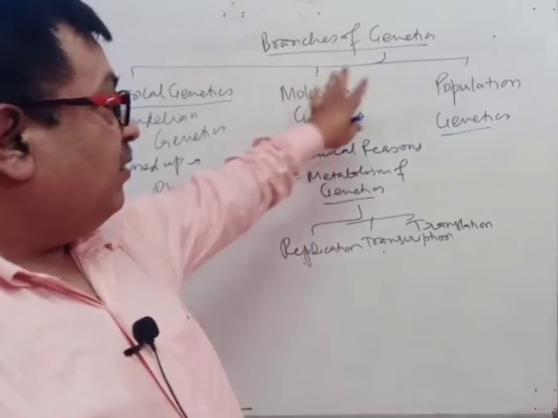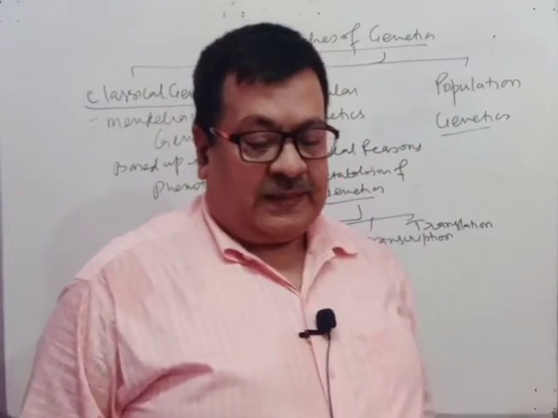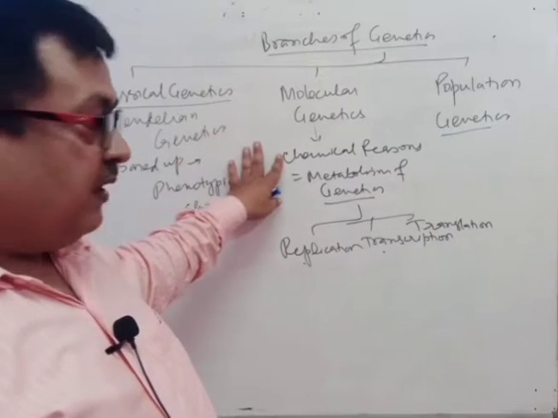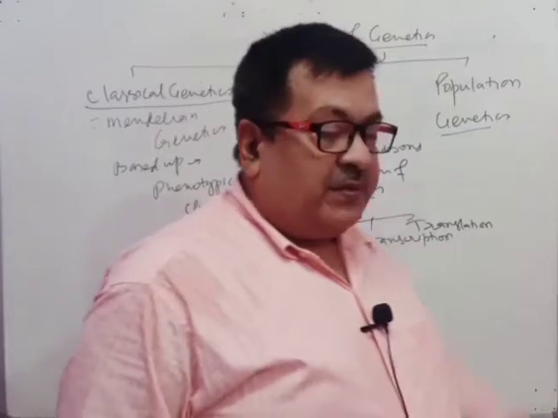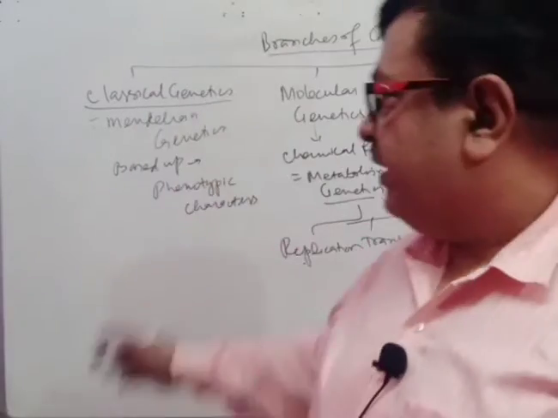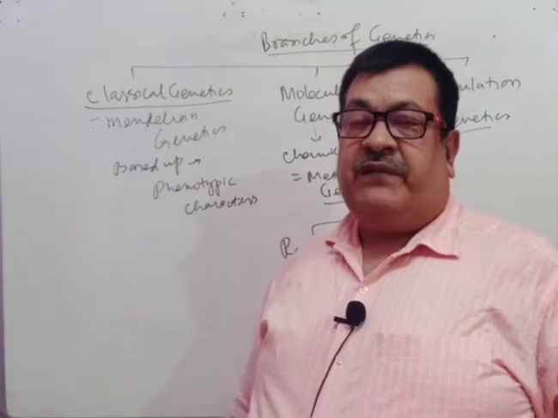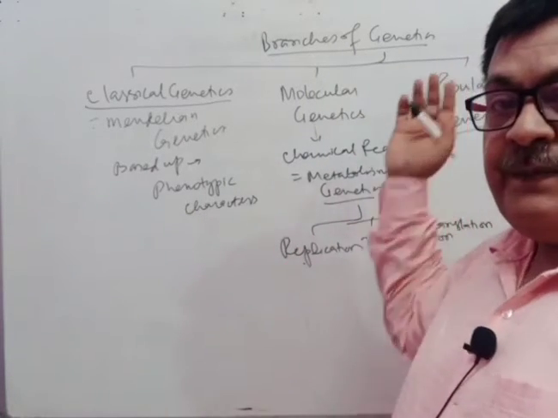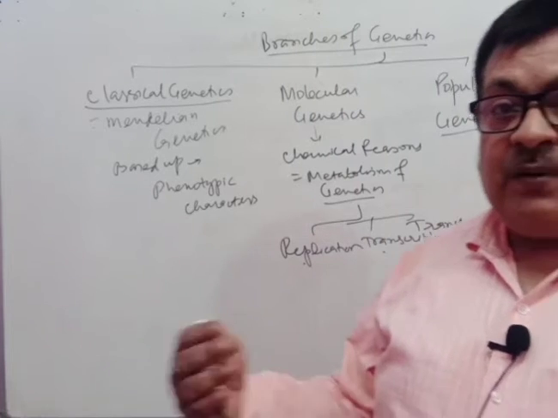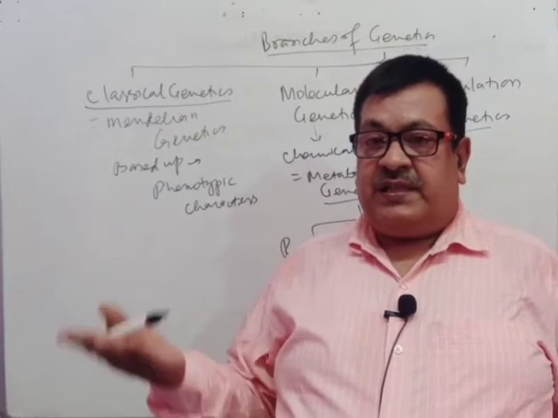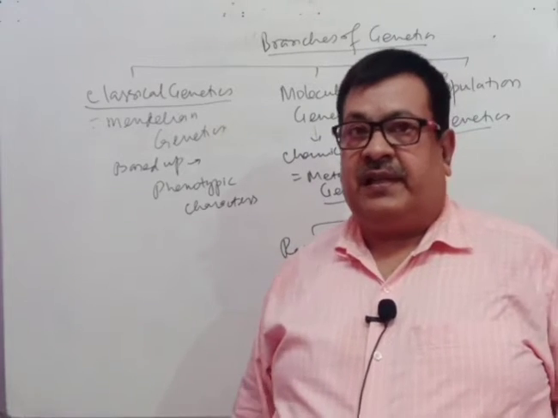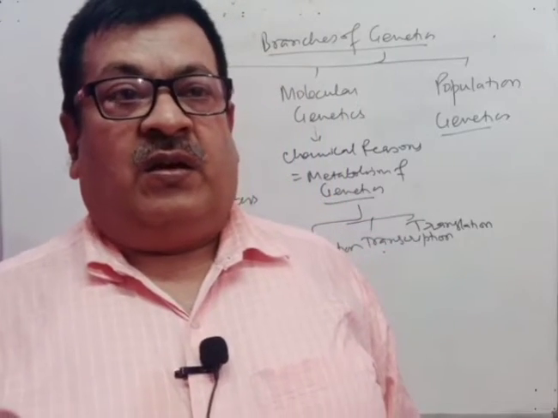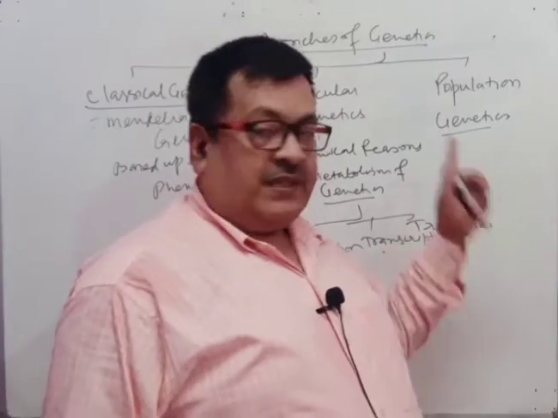Okay. Now the third one is population genetics. These two are limited to individuals. But the concept of genetics is not limited to the cell, not to the individuals. Its effect is seen in the society, in the community, where a particular type of character is increasing, decreasing, deleting, every type. So all these types of answers we get from population genetics.